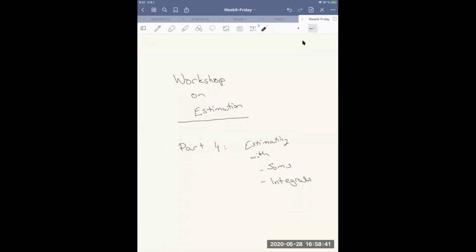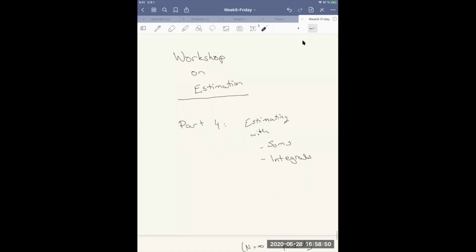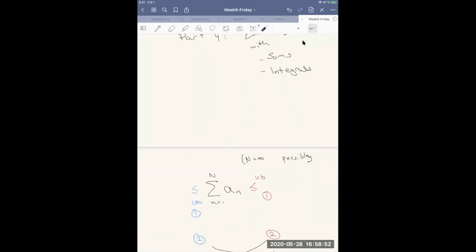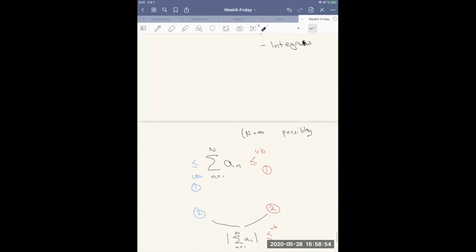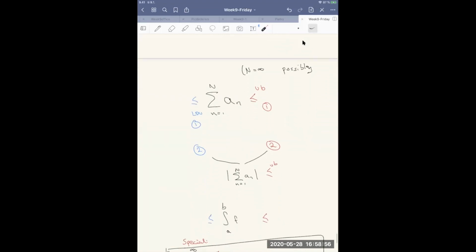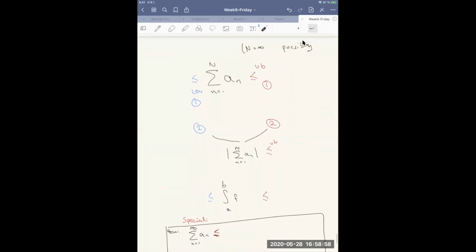The last part of this workshop on estimation, part 4, is about estimating things that involve sums and integrals. We will not touch all of these techniques. There are many ways you can estimate sums and integrals. It's actually a very difficult topic, but I want to just say some of the most common things that you do.